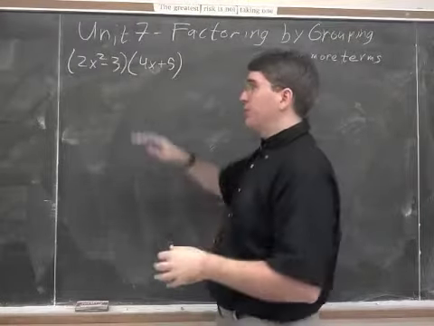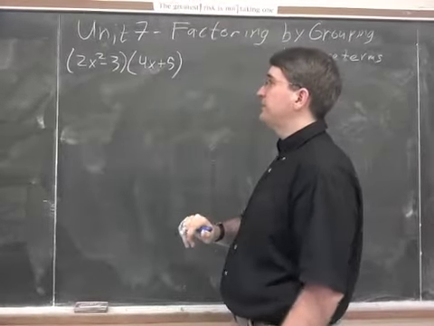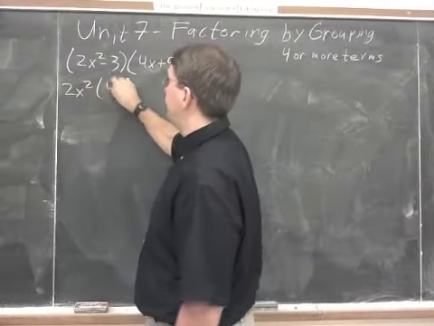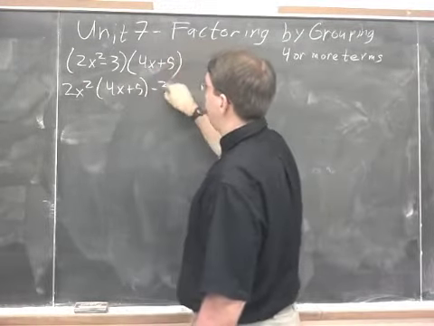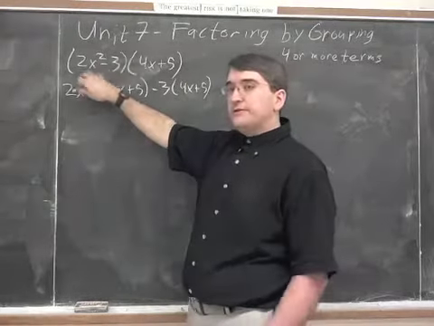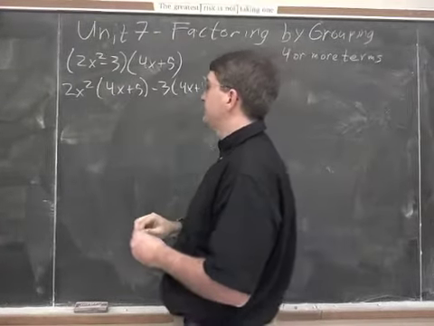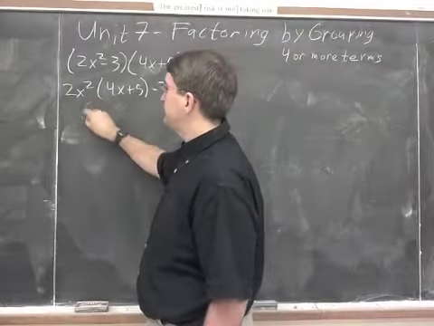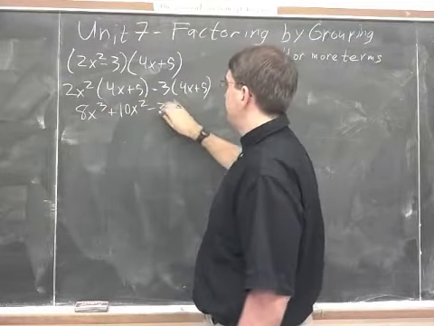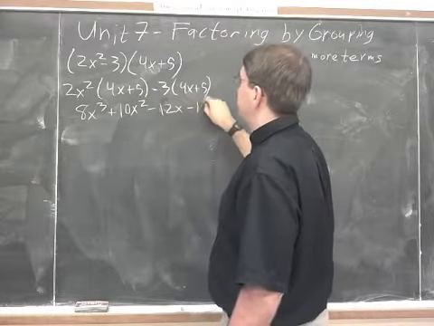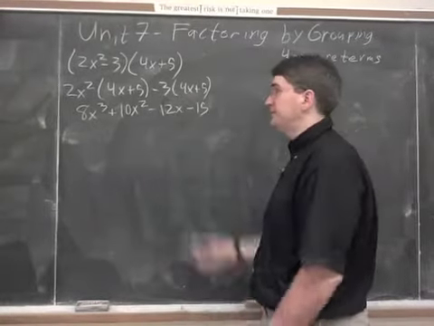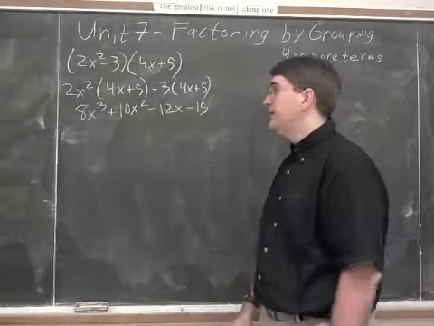Because remember, when you're multiplying two things, like 2x squared minus 3 times 4x plus 5, we're going to take the 2x squared and distribute that, and then the minus 3 and distribute that. The idea is that we take each individual piece of that first binomial and distribute it to the second. So 2x squared times 4x is 8x cubed, and then we get 10x squared, and then we have minus 12x, minus 15. And that's it. That would be the multiplied out version, the fully expanded version.